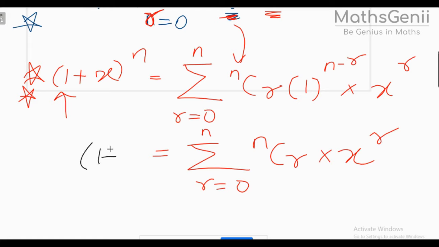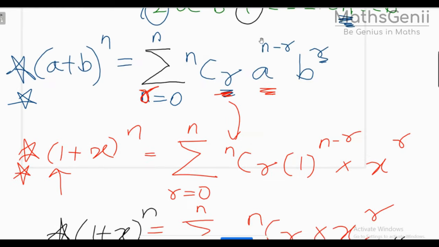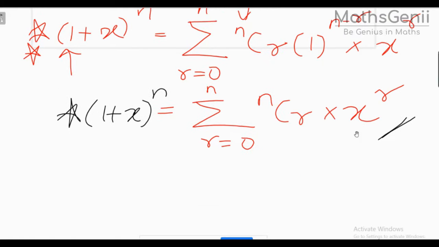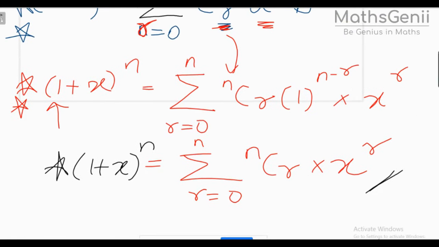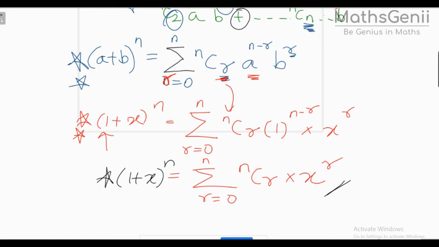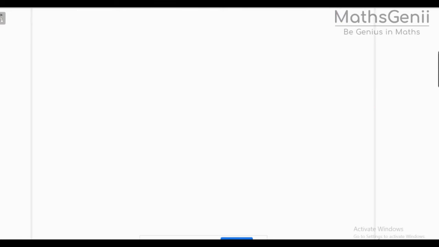So the formula becomes simply a short formula. So formula of 1 plus x raised to n is this. You don't have two terms, like in this formula you have a and b. In this you will have only one term. So this is the general formula. Now let's look at one expansion.